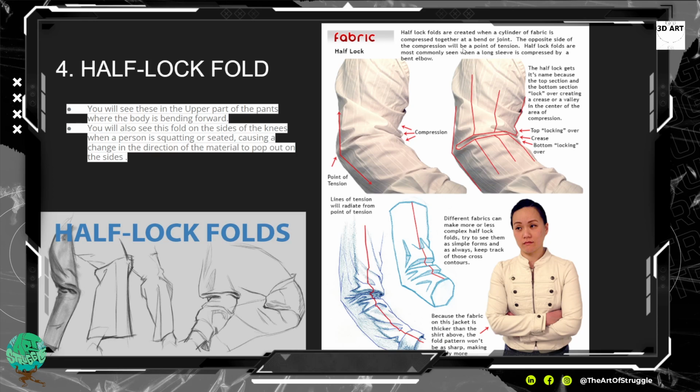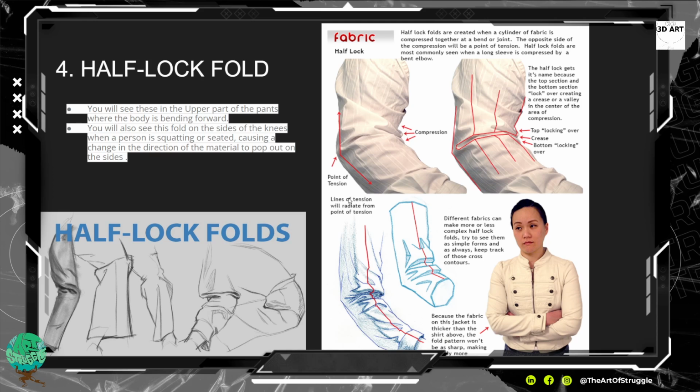The opposite side of the compression will be a point of tension. Half-lock folds are most commonly seen when a long sleeve is compressed by a bent elbow. The half-lock gets its name because the top section and the bottom section lock, right? So the top section right there, the bottom section, and there's a crease, and they come together in this manner, right? A crease or a valley in the center of the area of compression.